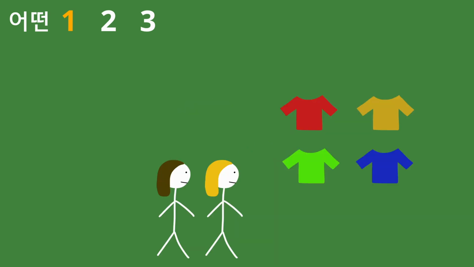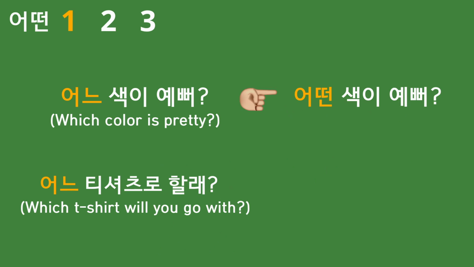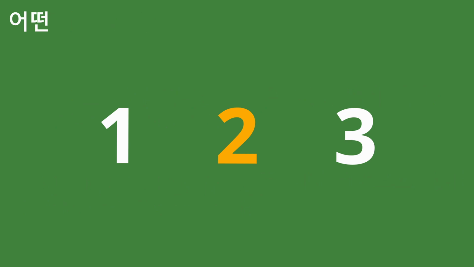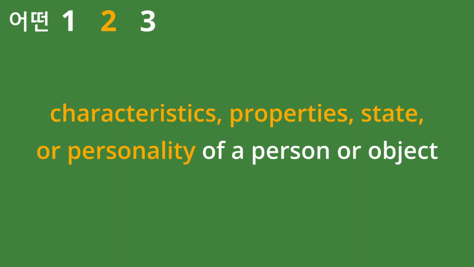Have a look at three main cases of 어떤. The first case is similar to the previous case. It's used to ask which one of the given options. In the same situation, your friend might ask you the same question like this. 어떤 색이 예뻐? 어떤 티셔츠로 할래? The second case is when there are no options. In this case, it's used to ask about characteristics, properties, state, or personality of a person or object.